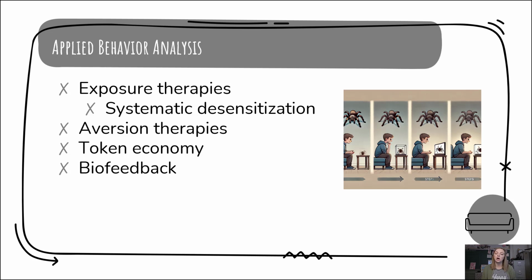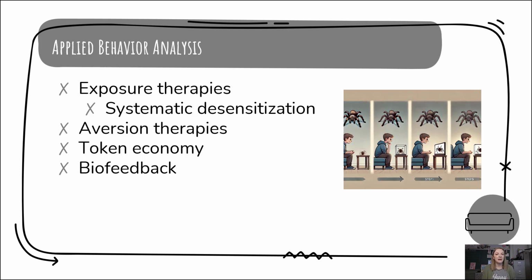Token economies are also used, and these are a type of operant conditioning used in therapeutic settings, particularly in institutions or schools. This is where an individual can earn tokens for engaging in desired behaviors. These tokens can later be exchanged for rewards or privileges. In a classroom setting, students might earn tokens, tickets, or passes for completing assignments, participating in class, or exhibiting good behavior. These tokens can then be exchanged for extra recess time, snacks, or other rewards.